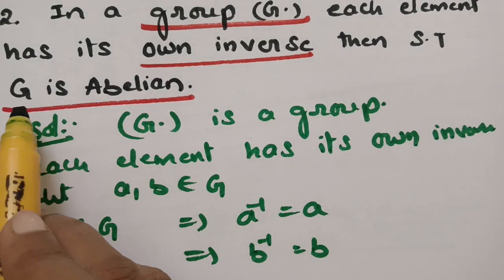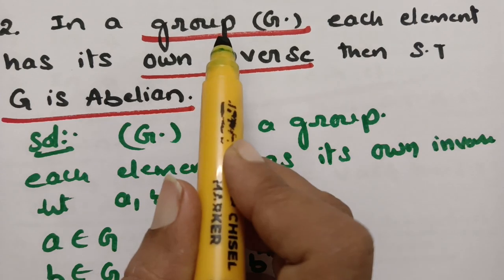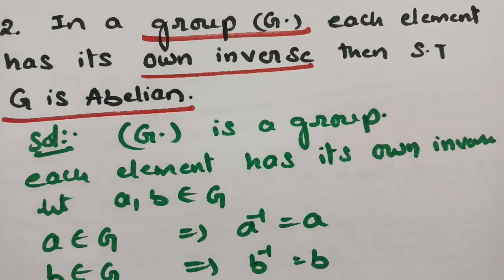And now what we have to show is that it is abelian. Already it is a group. If it is a group, all the four properties are satisfied: closure, associativity, identity, and inverse already exist. And what is the extra property which we have to show? It's the commutative law. The commutative law is nothing but AB is equal to BA.